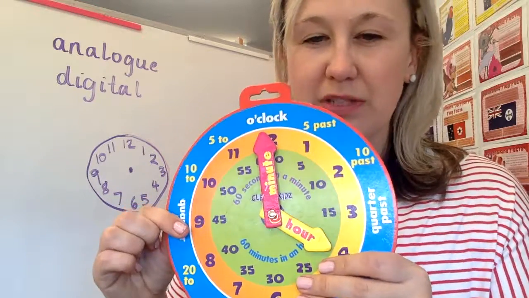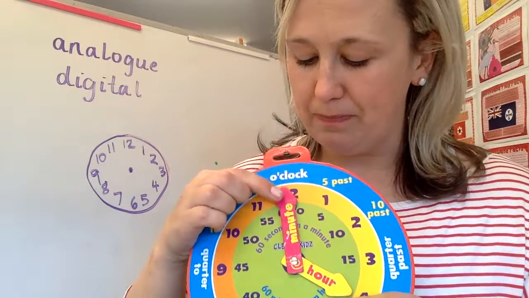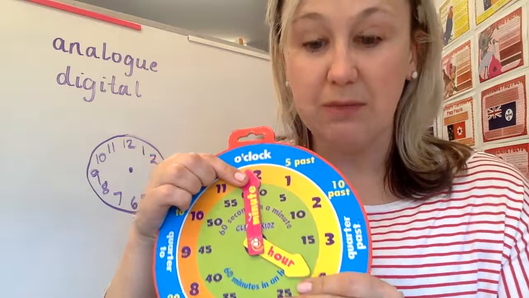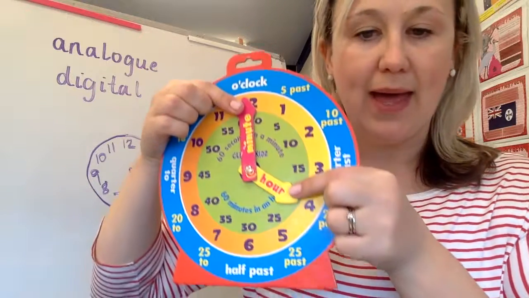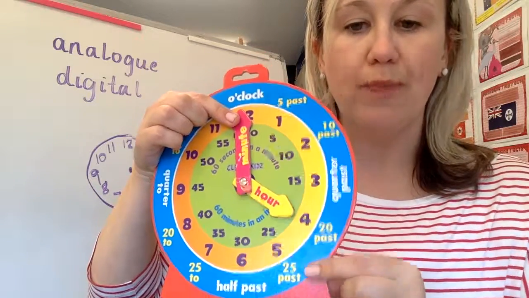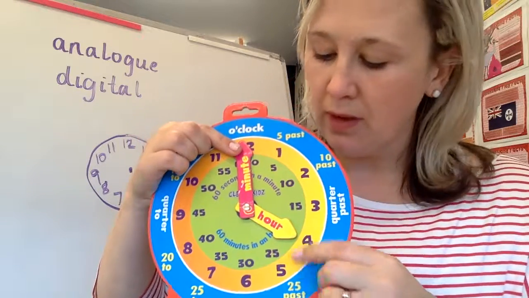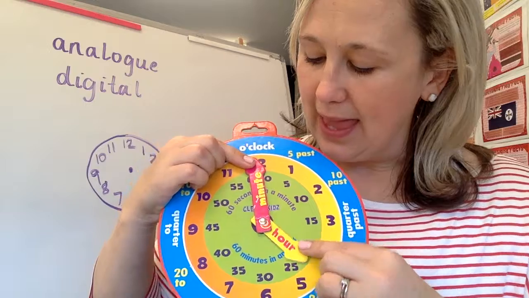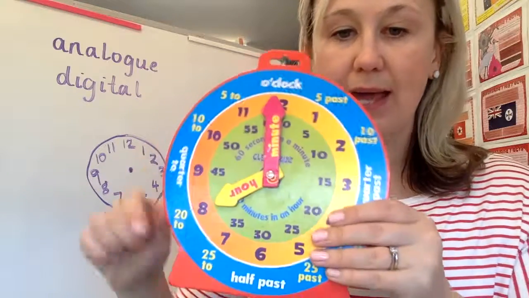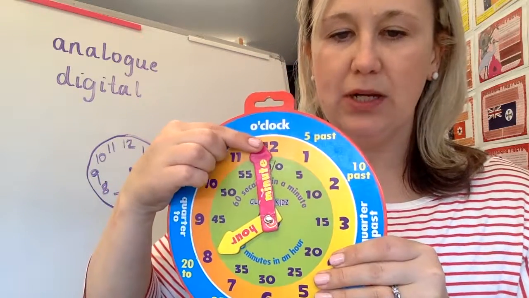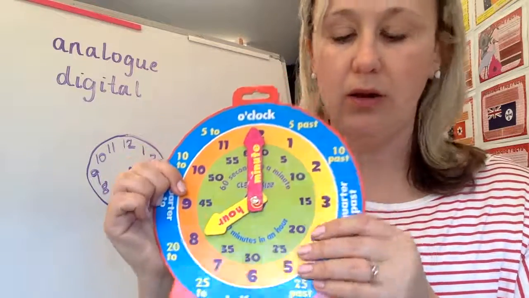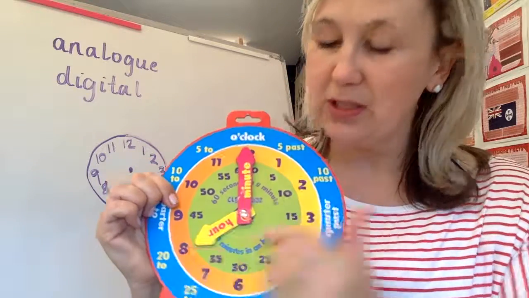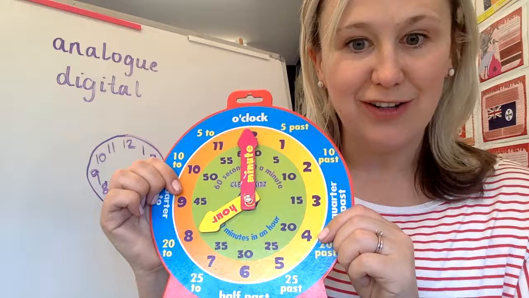So let's try and do some times. So the minute hand's on the 12, which means it's something o'clock. And the hour hand is pointing to the 4, which means it's 4 o'clock. That hand will stay there and we'll move the hour hand to the 8. So the minute hand's pointing at the 12, which means it's something o'clock. And the hour hand's pointing to the 8, which means it's 8 o'clock.